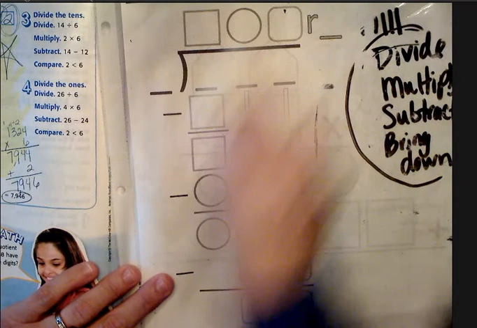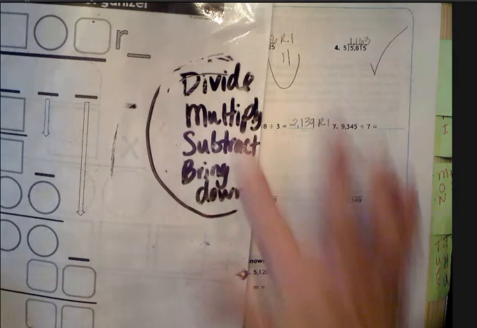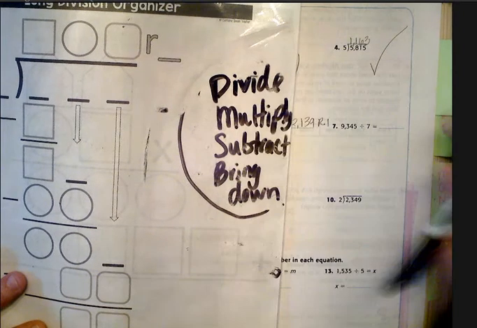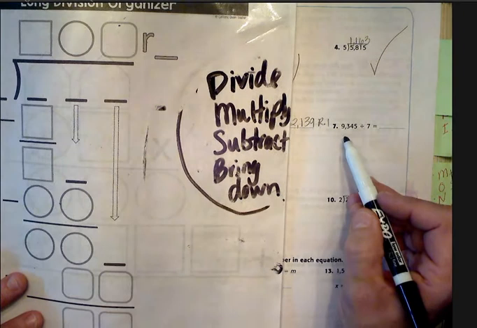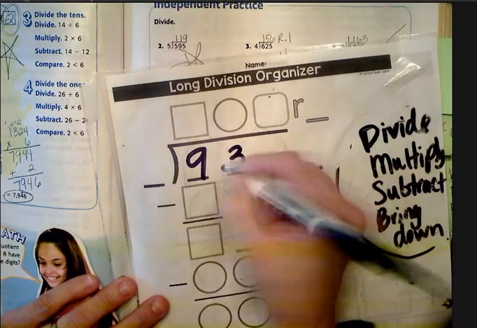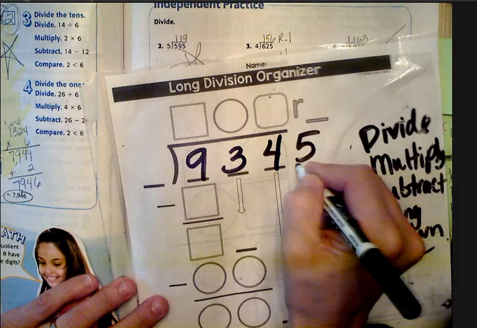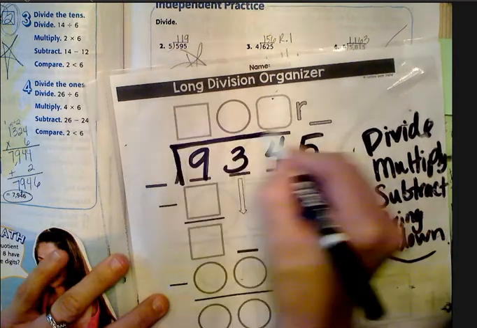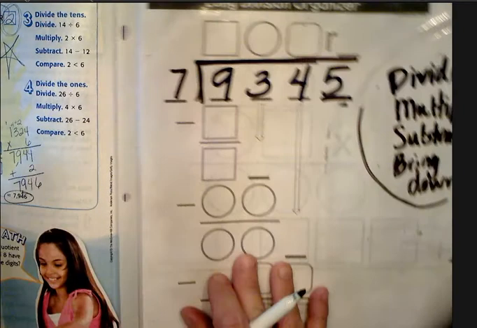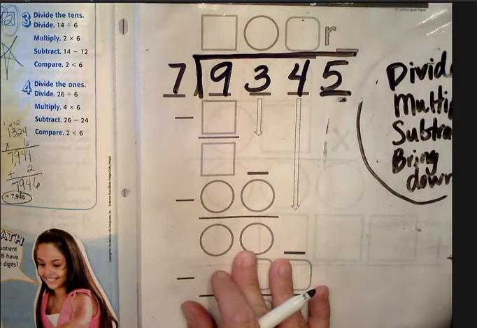Now, we've got another 4-digit problem here. So, my guess is we're going to have 4 times that we repeat through our steps. We're going to do it 4 times. This one is 9,345 divided by 7. Sometimes you have to go back and forth, 345, I'm putting my extra piece there, divided by 7. Okay, we're going to go here, 9,345 divided by 7.